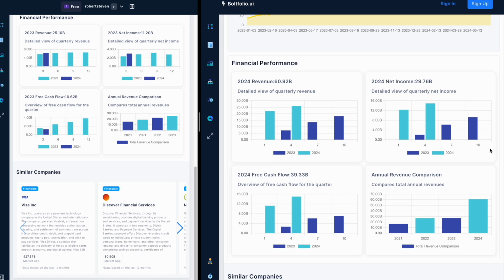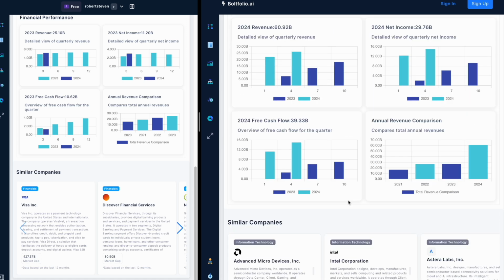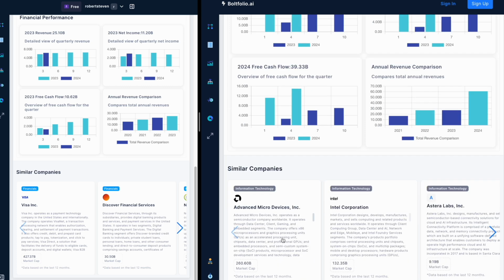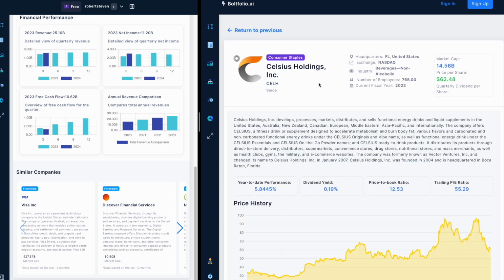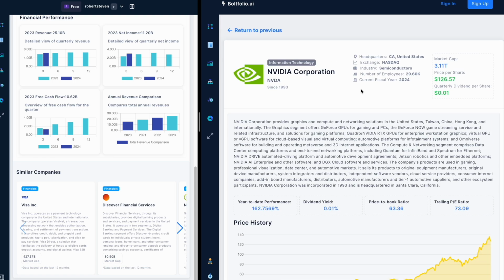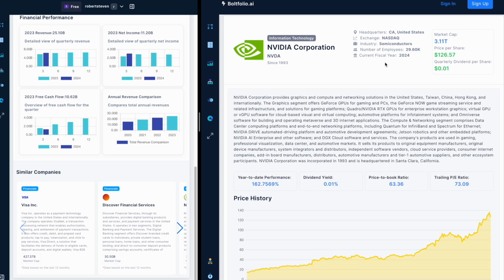And here's the financial performance, right? And of the similar companies, you're getting Advanced Micro and Intel. So again, the top 2 or 3 are always going to be very accurate in our current implementation. But let's say we want to go a little bit deeper, and look at companies based on financial performance. So that's where Celsius was highlighted. Now, Celsius is a consumer staple. It's beverages. It has nothing to do with semiconductors like NVIDIA, AMD, and Intel. But it's being highlighted as similar.